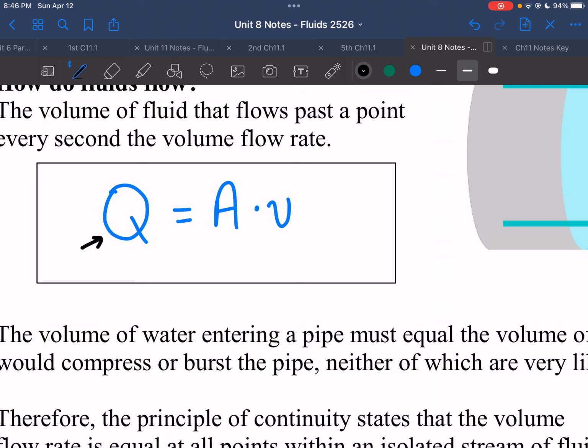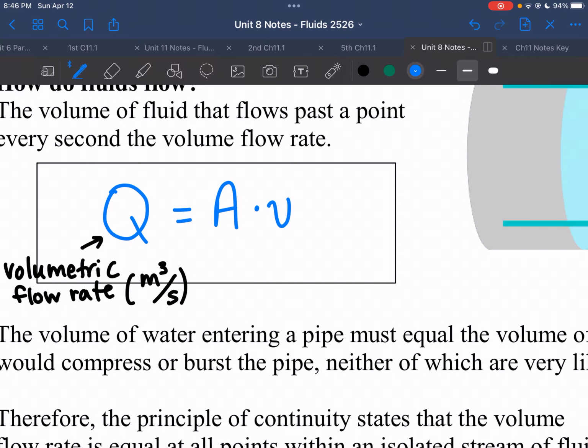So we have Q again, which is the volumetric flow rate. And this is going to be volume per time, so units would be meters cubed per second. Then we have A, which is going to be the cross-sectional area of our pipe or whatever tube it's flowing through.